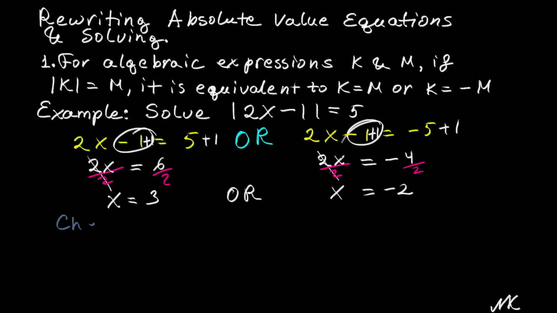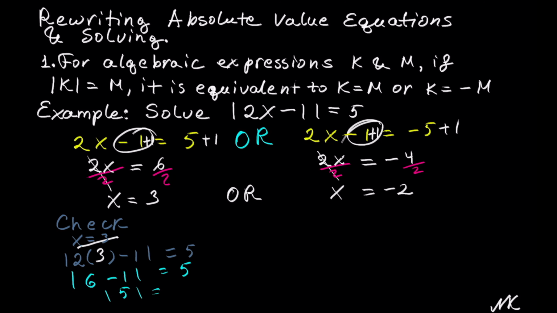So let's check. If we plug x equals 3 into the equation of the absolute value of 2 times x minus 1 equals 5, and instead of x let's use 3, this will give us the absolute value of 2 times 3, which is 6, minus 1. Is that equal to 5? This will give us the absolute value of 6 minus 1, which is 5. And the absolute value of 5 is 5, so this checks out.